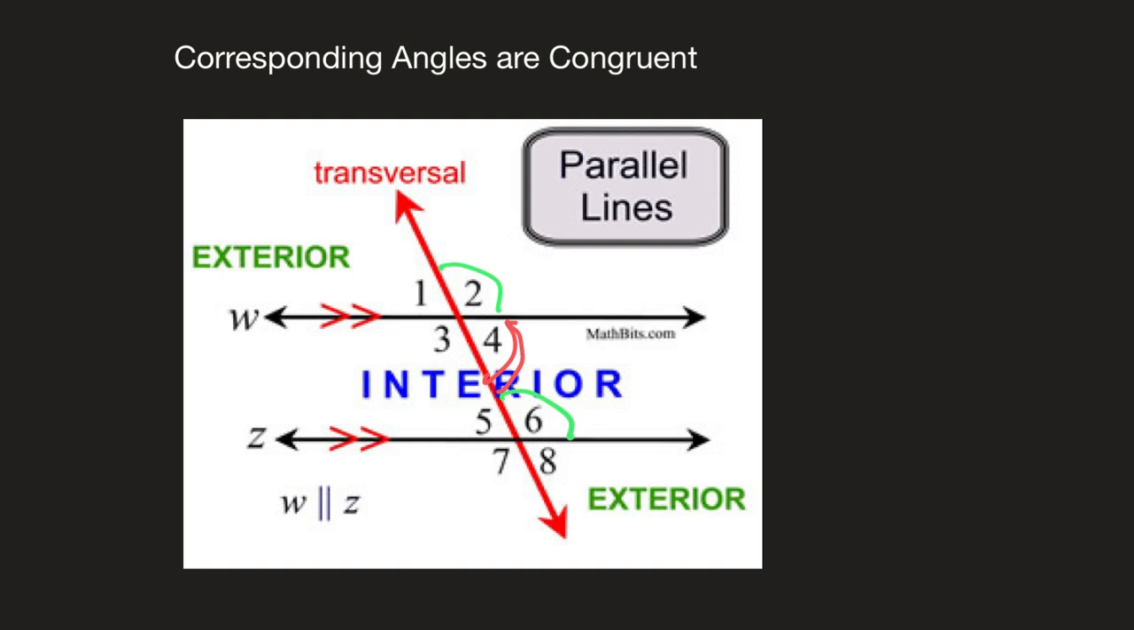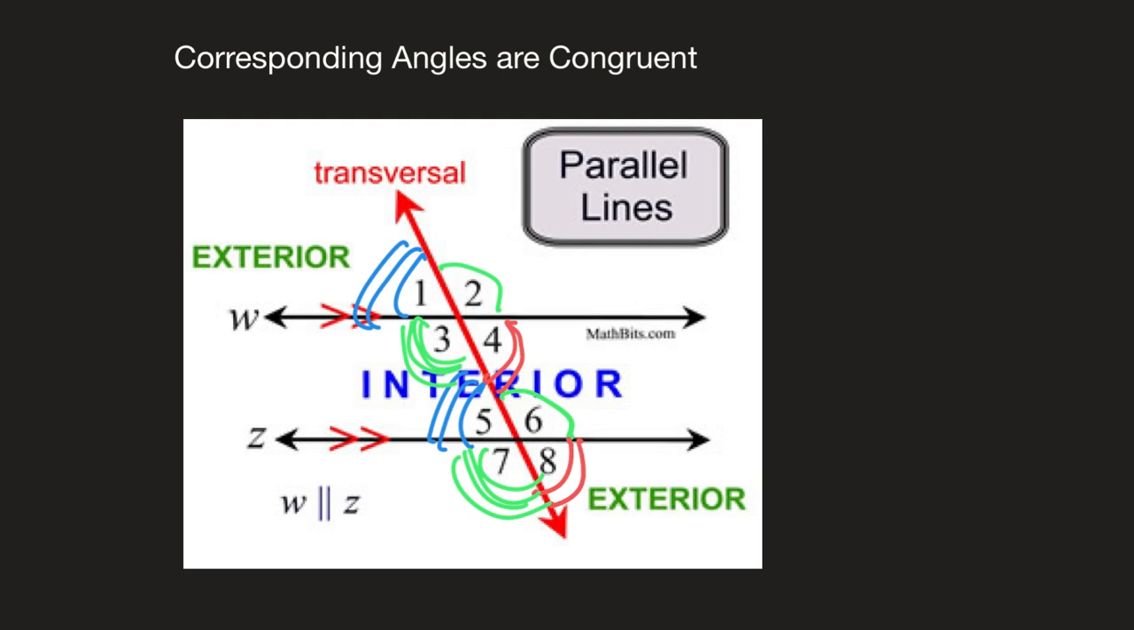Angle 4, angle 8. Angle 1, angle 5 would be corresponding. What's the last set of corresponding angles that I didn't mark yet? 3 and 7. Yep. 3 and 7 would be corresponding.